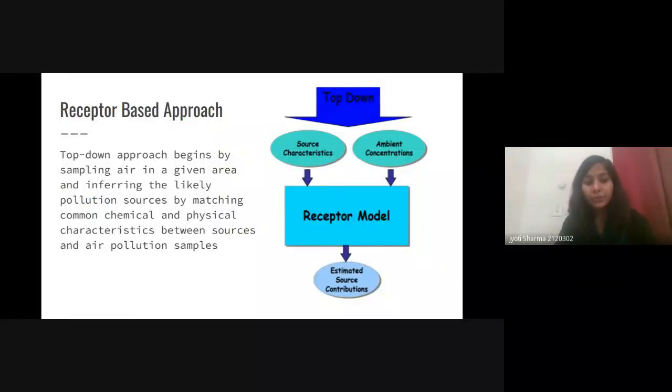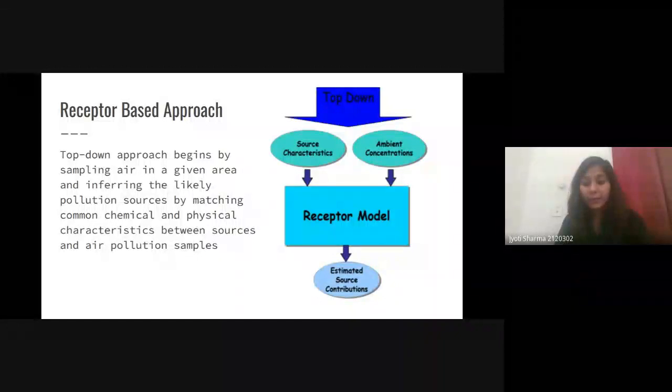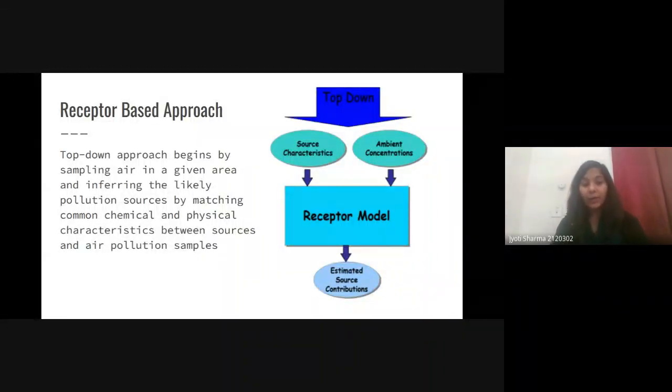The top-down approach begins by sampling air in a given area and inferring the likely pollution source by matching some common chemical and physical characteristics between the source and the air pollution sample. So you will collect some samples from the atmosphere using some instrument, and then analyze them. There may be some characteristic features of that. For example, I gave you the example of particulate matter. There may be some characteristics of that particulate matter.